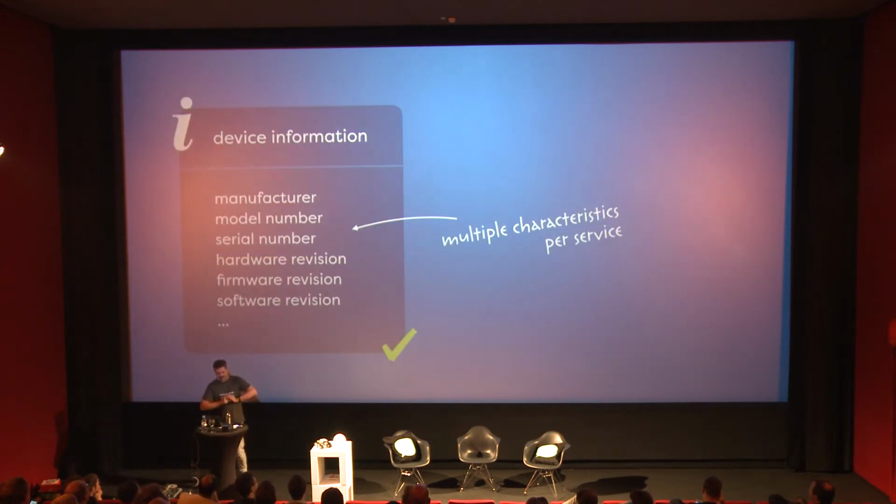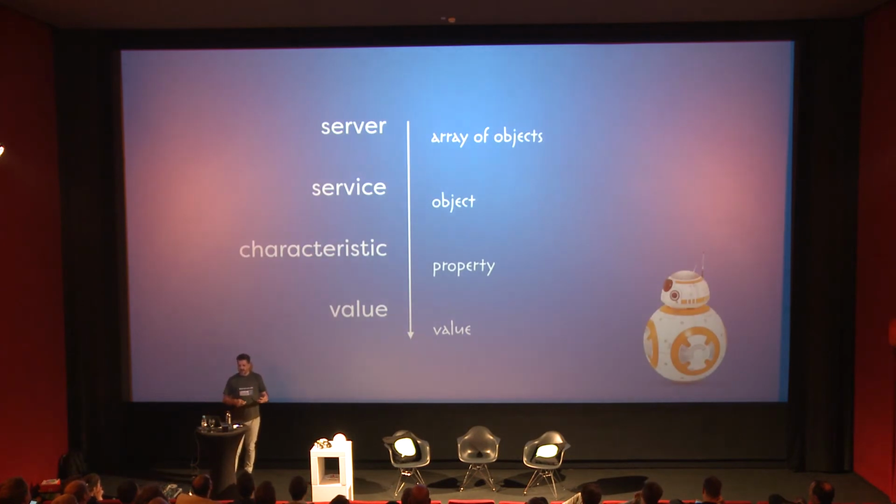Now, inside of a service are characteristics, like the device information has manufacturer, model, and so on and so on. Now, think of it like this. We have a server, services, characteristics, and values. It's kind of like an array of objects, an object, properties of that object, and values. But just complicated words. Because Bluetooth isn't really a web standard.